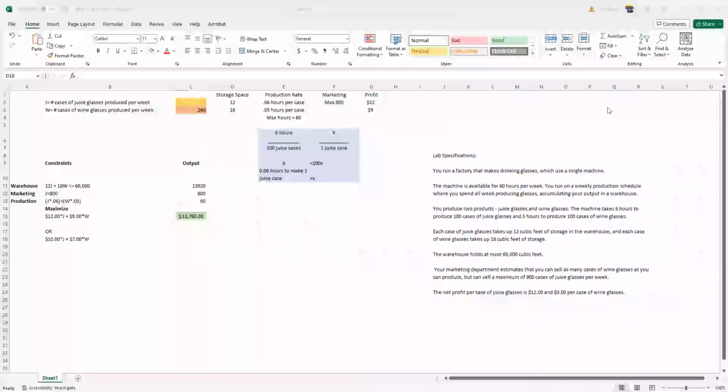Okay, here we go. Now let me walk through this lab, and hopefully everyone can see the Excel sheet in front of you. Can you?